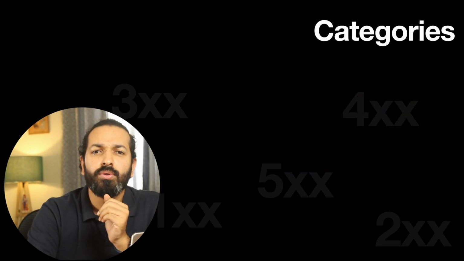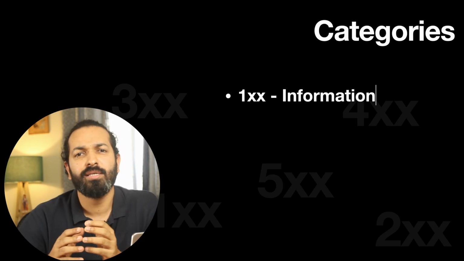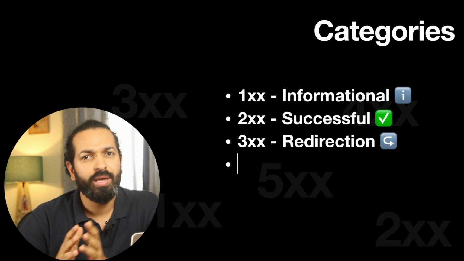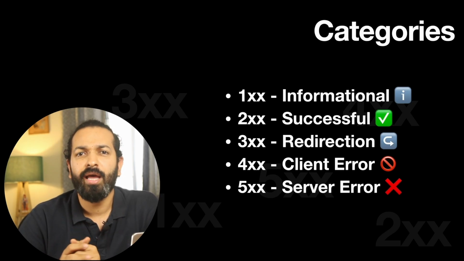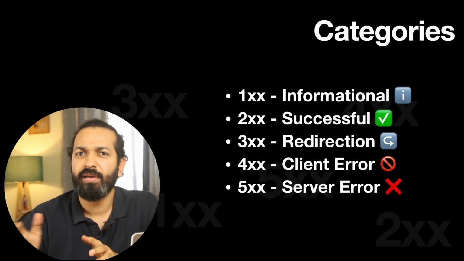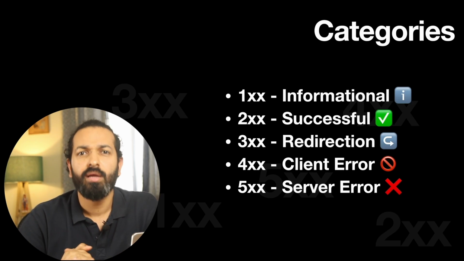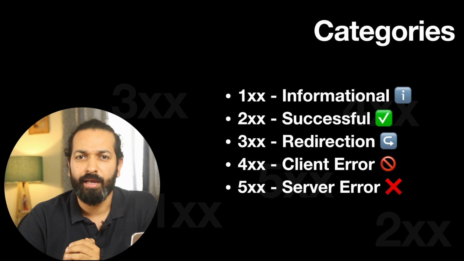Now let's quickly go through the categories of the status codes. Codes in the range of 1xx, they are informational. 2xx, they fall in the category of success. 300 ones, they are redirectional. And 4xx are for client-side errors versus 5xx, those are the server-side errors. Now let's look at a couple of them from each of these categories for a better understanding.